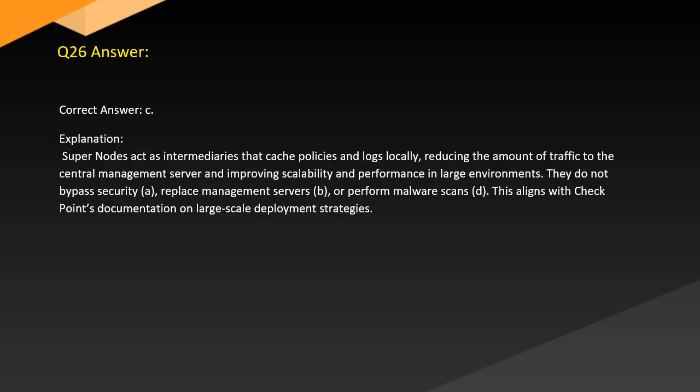Answer. Correct answer: C. Explanation. Supernodes act as intermediaries that cache policies and logs locally, reducing the amount of traffic to the central management server and improving scalability and performance in large environments. They do not bypass security (A), replace management servers (B), or perform malware scans (D). This aligns with Check Point's documentation on large-scale deployment strategies.